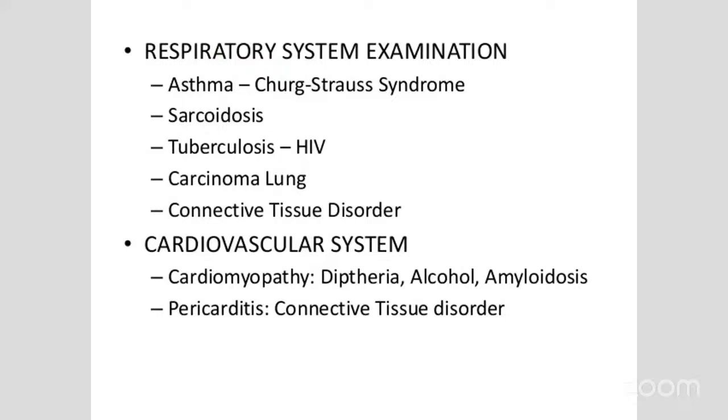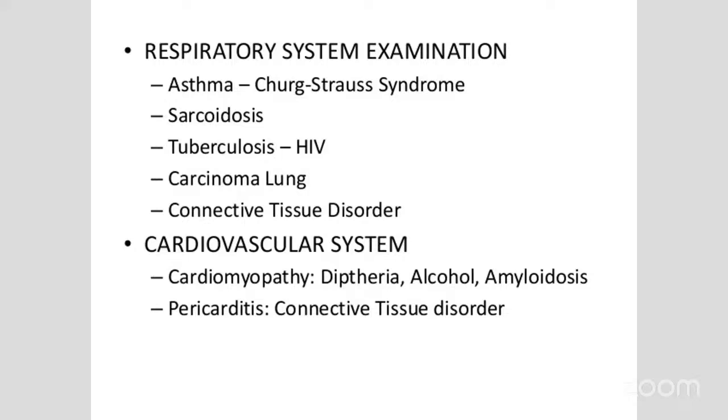Sir, we should also look for certain points on examination of the respiratory system and the cardiovascular system. Churg-Strauss syndrome will have asthma. Neurosarcoidosis may have findings in the respiratory system. It could be findings on auscultation or findings on chest X-ray. We also have to rule out involvement of TB or HIV, carcinoma lung, or connective tissue disorders.